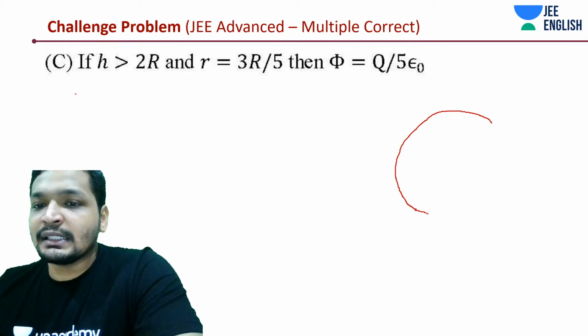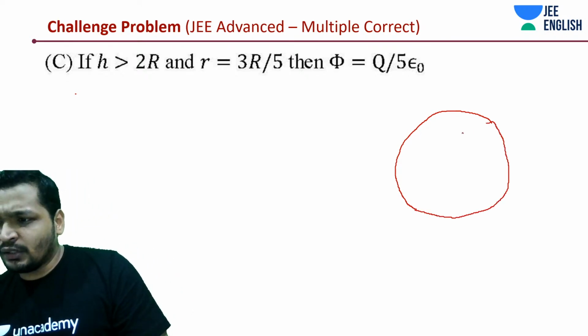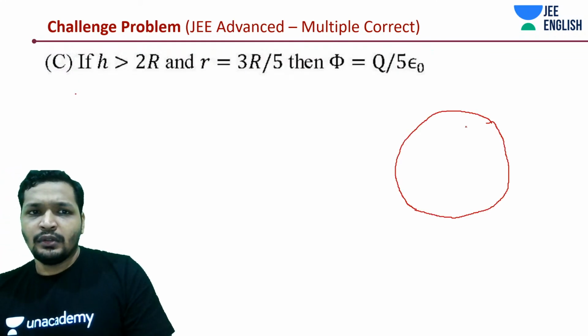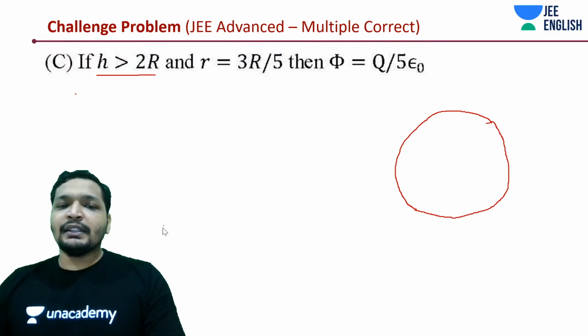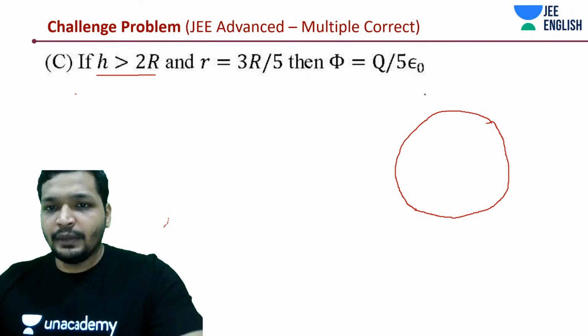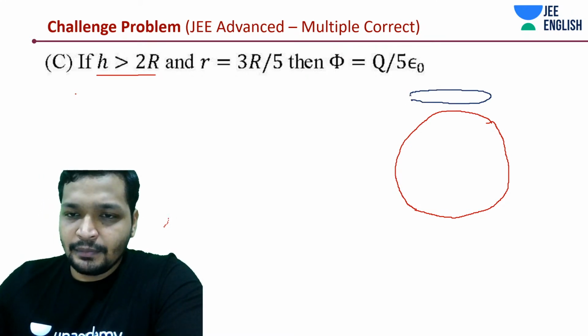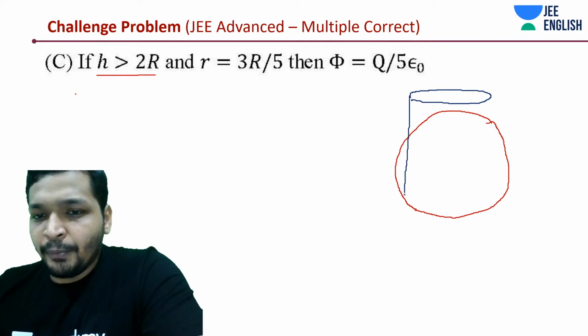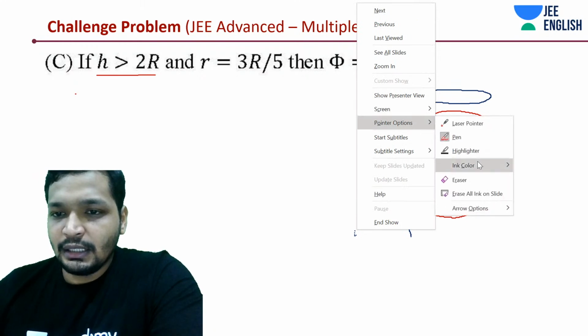Is it H less than 2r, or is it H greater than 2r? Option C is H greater than 2r. Basically your cylinder would look something like this. But probably you're not worried about the entire thing.